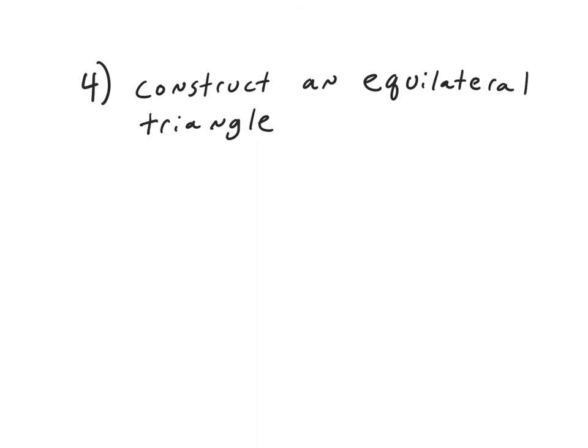Okay, number 4, it's asking us to construct an equilateral triangle. So I'm going to start by drawing a line, actually a line segment, and it's going to be one of the sides of my triangle. Okay, so there's the first side of my triangle.